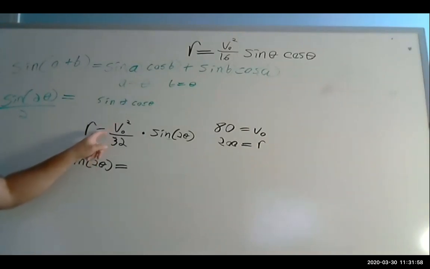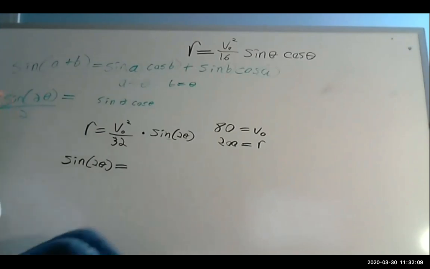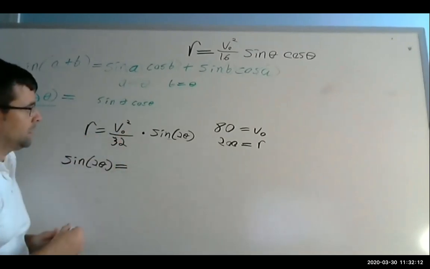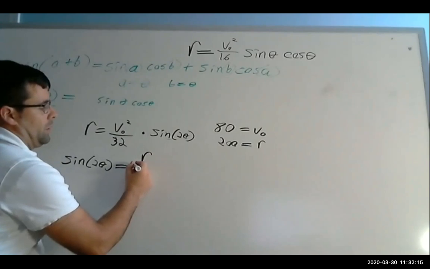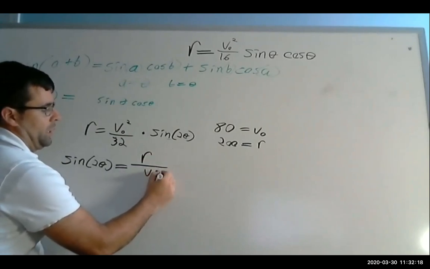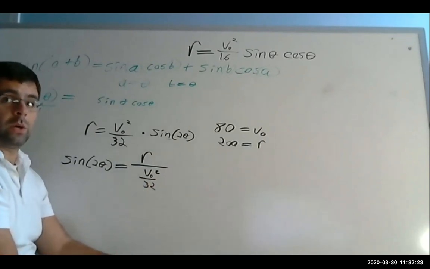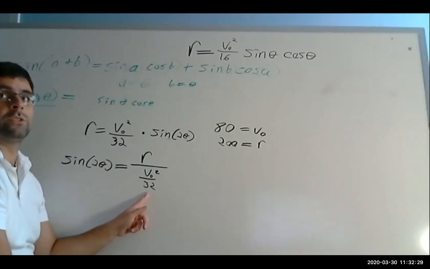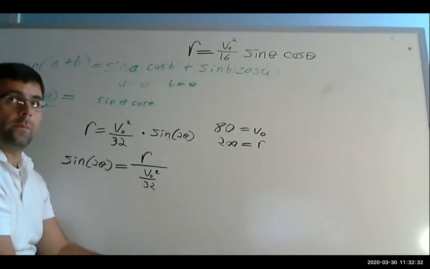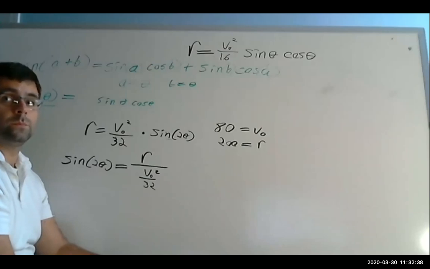How do you move this thing to the other side? Divide, right? Divide it. So if you divide this over here, you'll get r over v naught squared over 32. But there's a different way to write that. We can move the 32 somewhere else. Where can we put it?